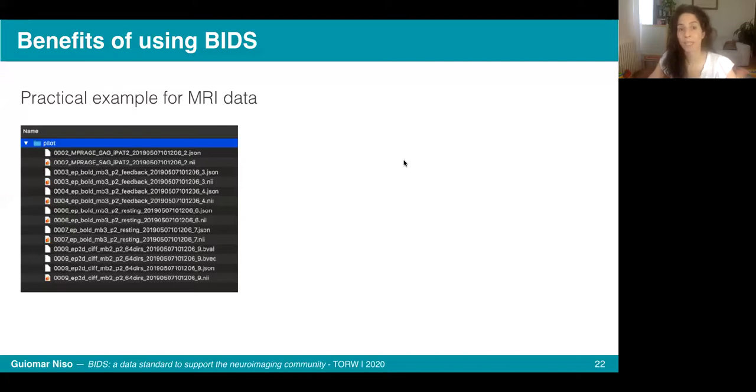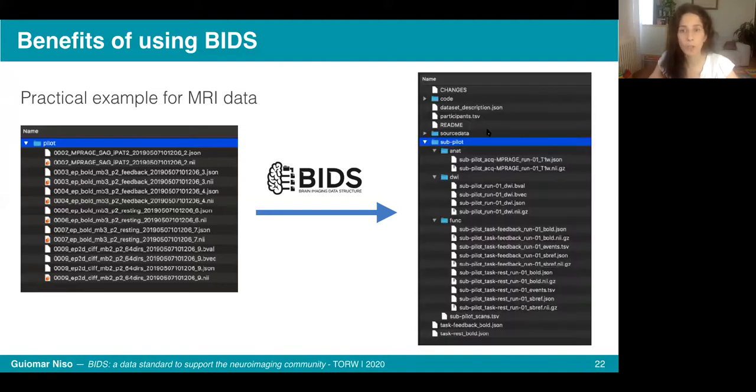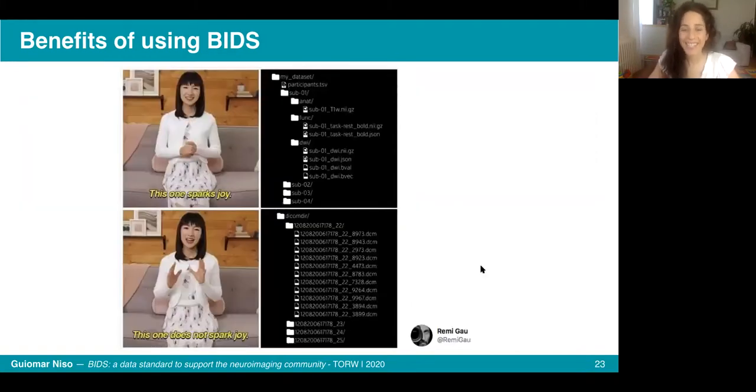So this is a practical example for MRI. This is how the data comes out from the scanner, and after BIDS, you will have this organized in subfolders, and with a naming convention on it. Well, this is a funny meme created by Remy on Twitter, and he says, well, this one doesn't spark joy, and this one sparks joy. So it's this.